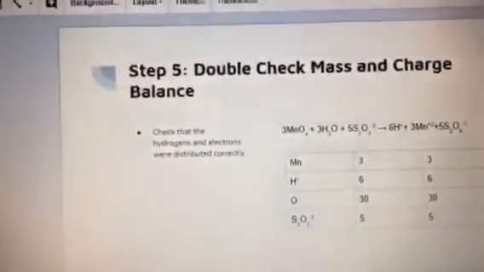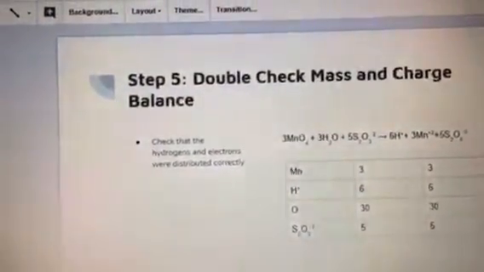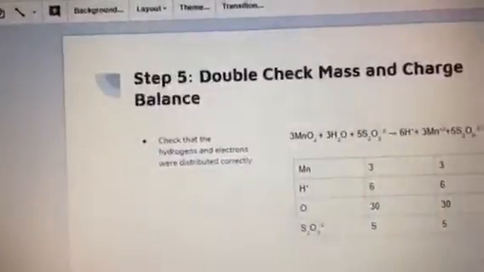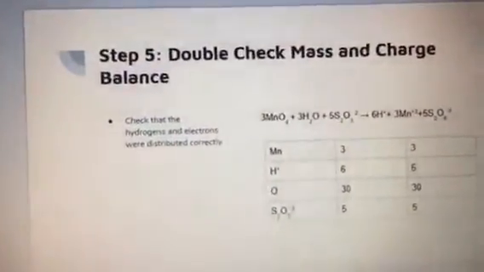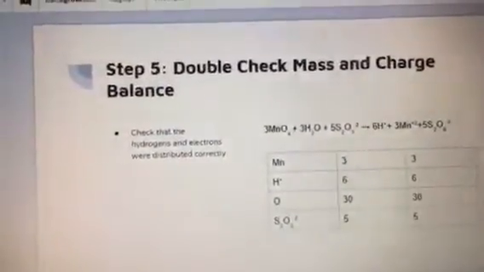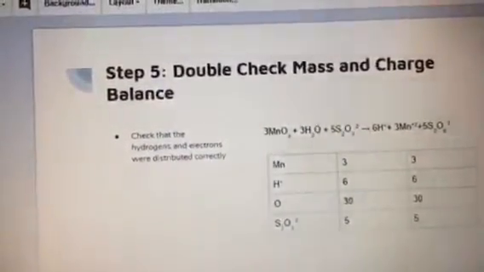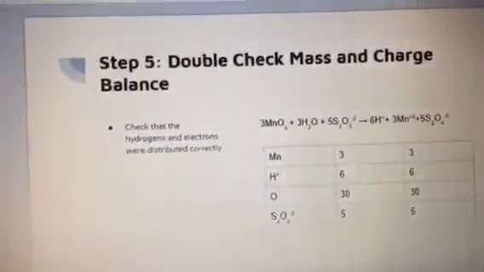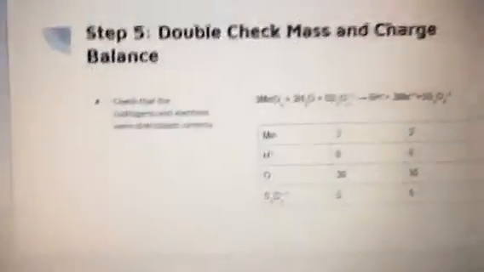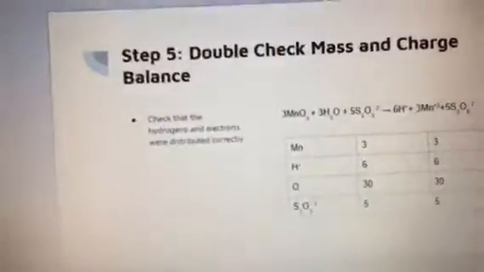Step 5. Check the mass and charge are balanced. The title explains it all, really. Just make sure that everything is balanced, which it is, because the Mn, the H, the oxygen, and the S2O3 all cancel out, and the charge is balanced as well. So that's how we do a redox reaction.